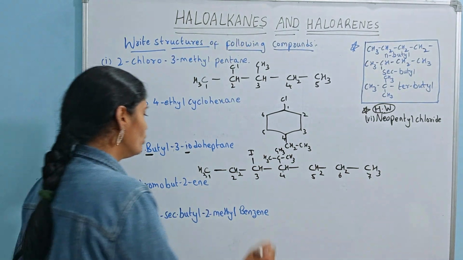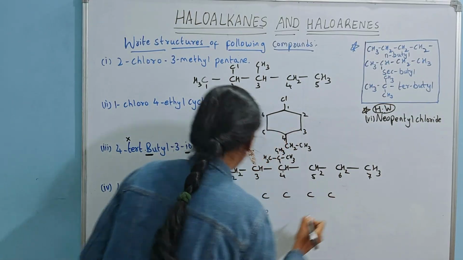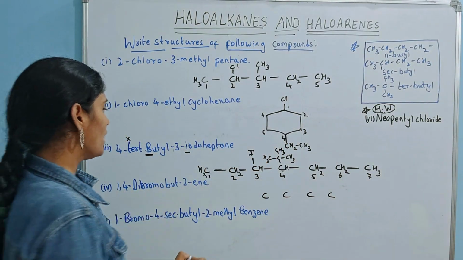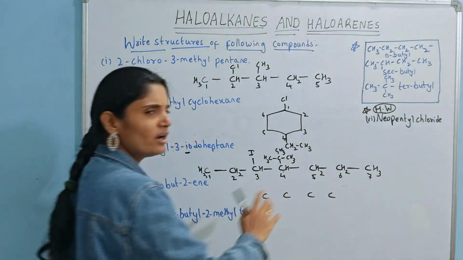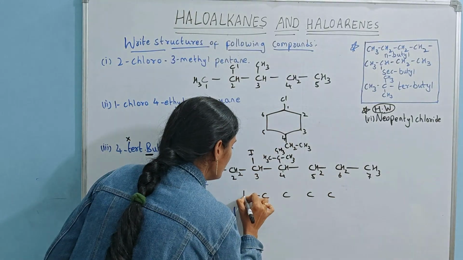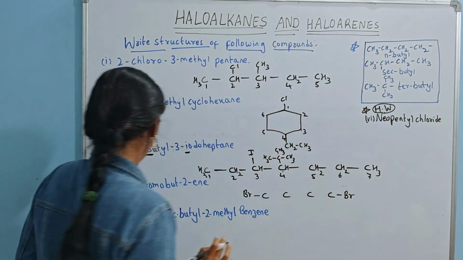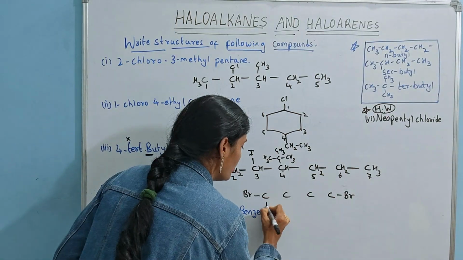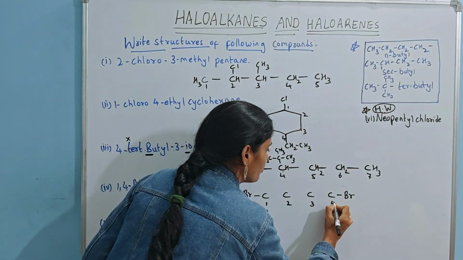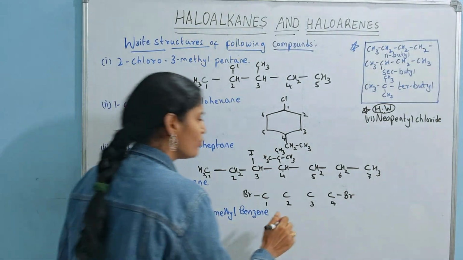1,4-dibromobutene. So it is but-, so it will be 4 carbons, 1, 2, 3, 4. Then 1,4-dibromo. I can number from here or here, it doesn't make a difference because I am putting it at the first and fourth position. So here it will be bromine, here it will be bromine. So 1,4-dibromo, 1, 2, 3, 4.